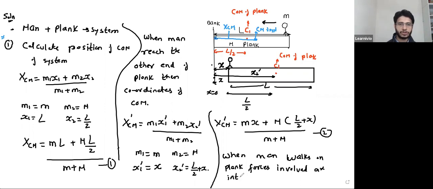Sania, another question. Listen very carefully. So the forces involved here are internal forces. And this is the center of mass of the system, right? Yes. This C1 is the center of mass of the plank, but I'm talking about the center of mass of the system, man plus this plank system. And the coordinates of the center of mass earlier is XCM when the man is at this end. When the man comes to this end, then the XCM is this thing.